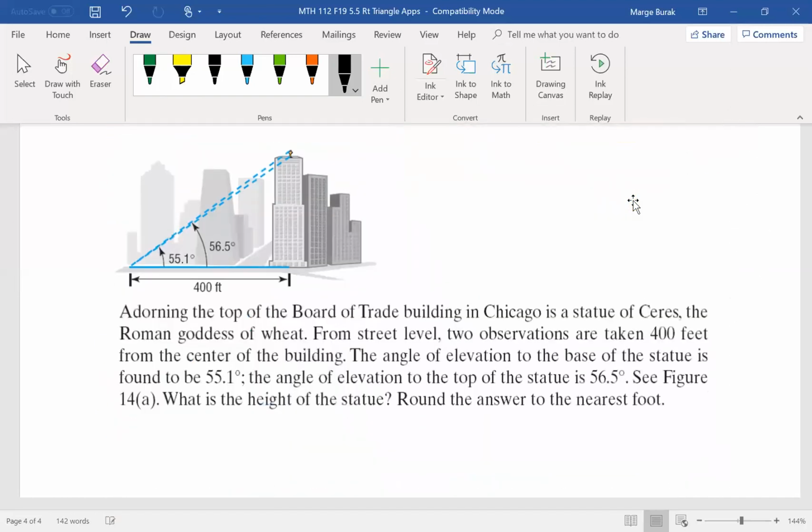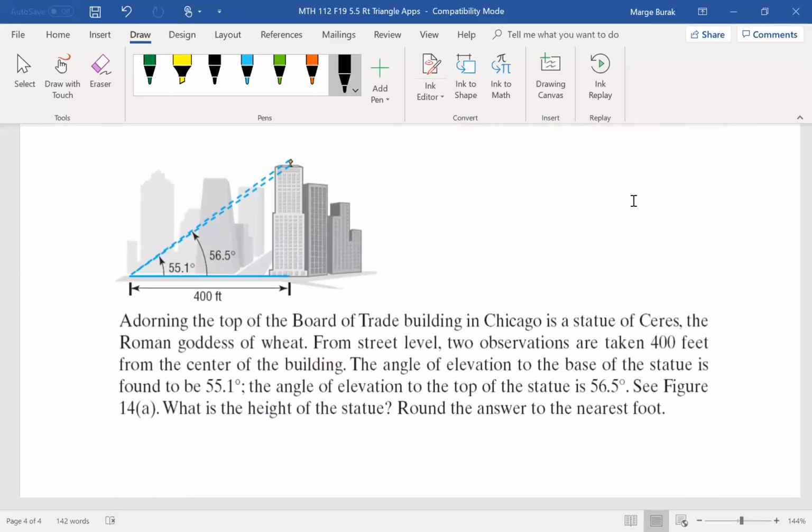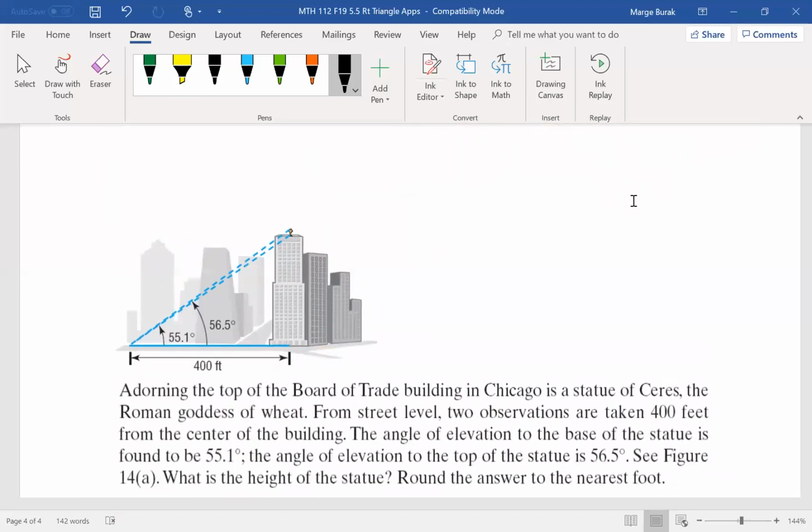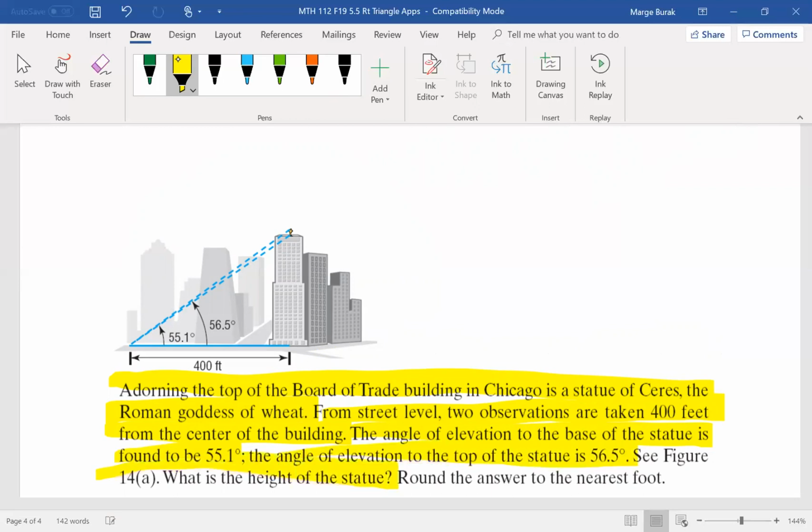All right, we've got one last one. Adorning the top of the Board of Trade building in Chicago is a statue of Ceres, the Roman goddess of wheat. From the street level, 2 observations are taken 400 feet from the center of the building. The angle of elevation to the base of the statue is 55.1 degrees, and to the top of the statue is 56.5. What is the height of the statue?